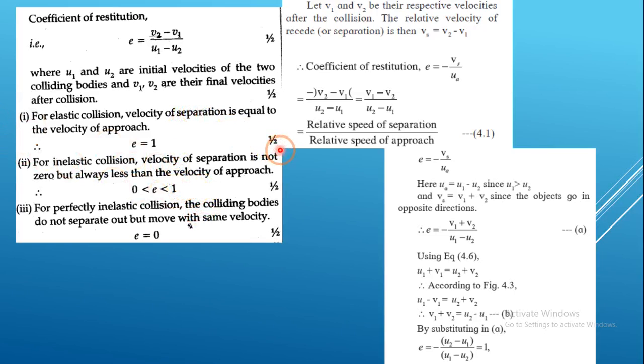For elastic collision, e is equal to 1. For inelastic collision, e will be between 0 and 1. And for perfectly inelastic collision, e will be 0.